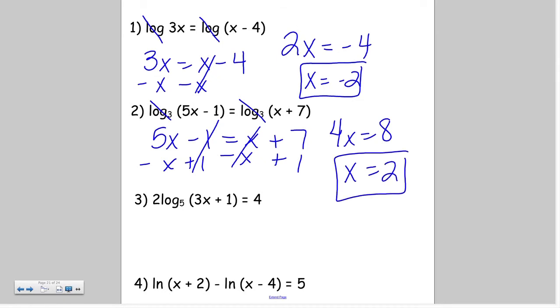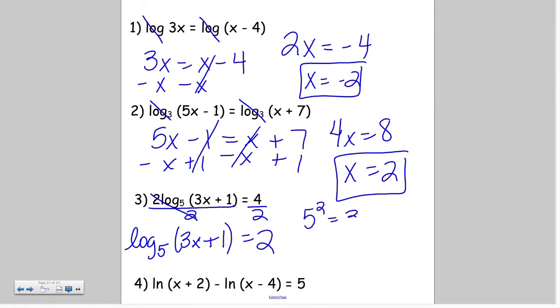Okay. Number 3, you've got something in front of that log. So the first thing I have to do is divide to get that log all by itself. Now, I don't have a log to cancel out with, but I am left with just one. So when you're left with just one, you rewrite it left, right, left. So 25 equals 3x plus 1. Subtract 1. Divide by 3.